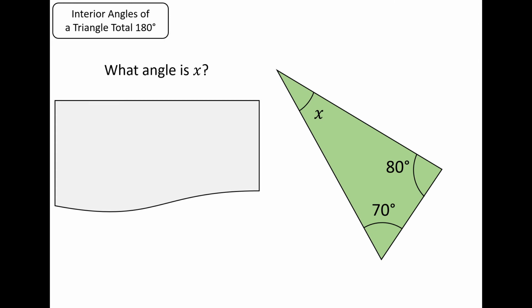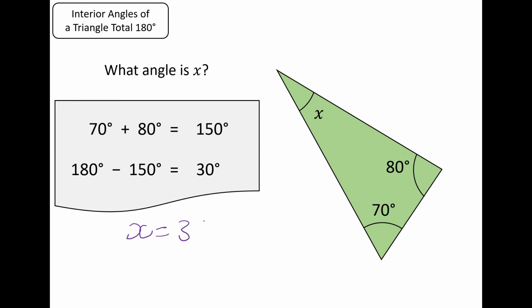Our next triangle, again we're looking for x, so same as last time, 70 plus 80, giving us 150, and then subtracting that from 180, leaving us with 30. So x is equal to 30 degrees.